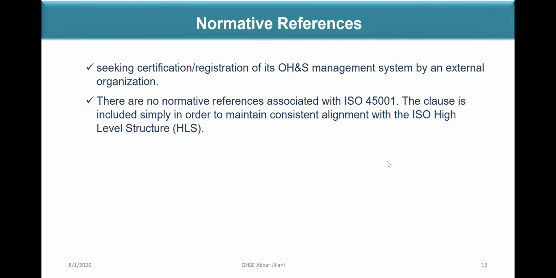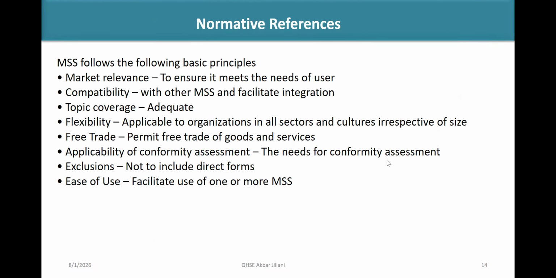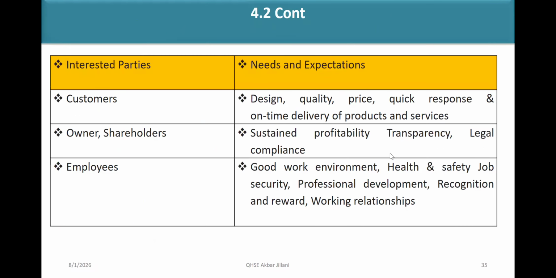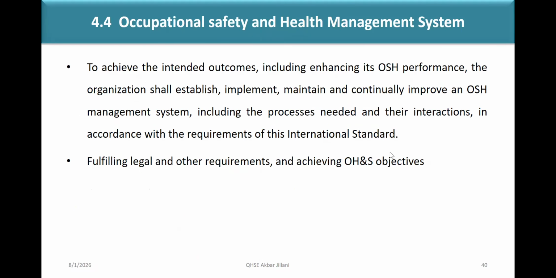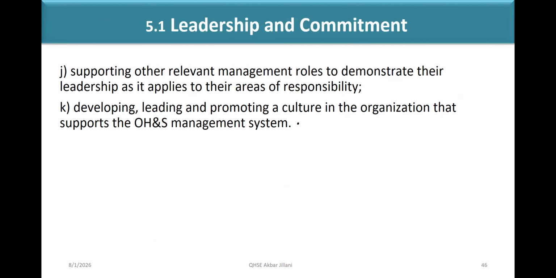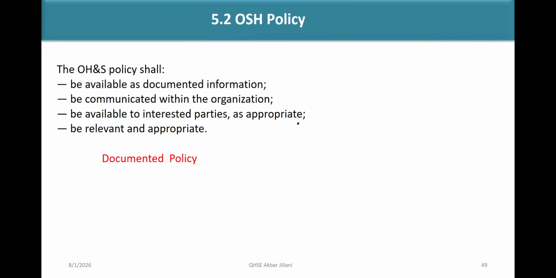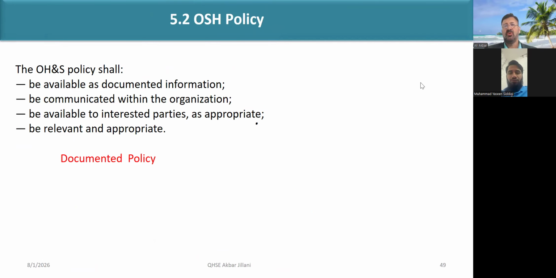Yes, sir. We are coming to the 5.2. When you are auditing the 5.2, what will we have? We will see the policy and check each and every point. Prevention of injury is there, communication is there, objective is there. These all points should be clear and signed by the top management and communicated to the employees.